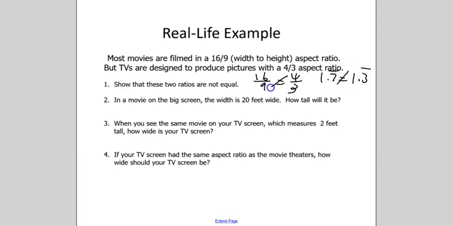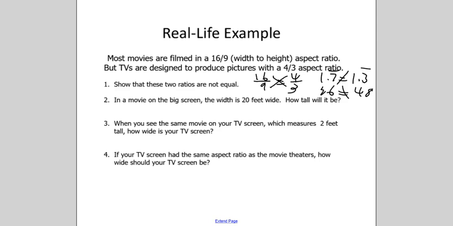Or you can cross multiply and get 9 times 4 is 36, and 16 times 3 is 48. Again, not equal. So you have two choices there: turn them into decimals or cross multiply.